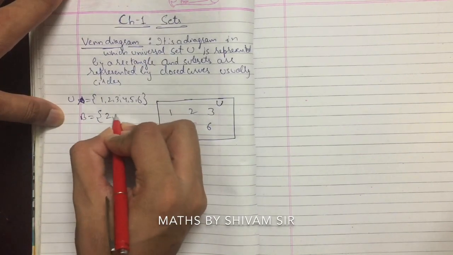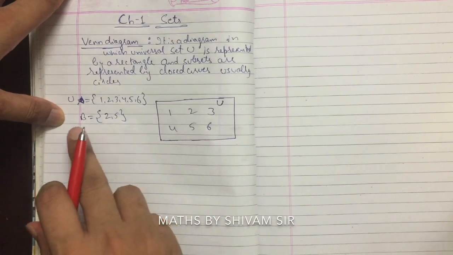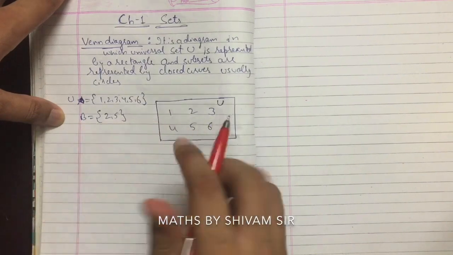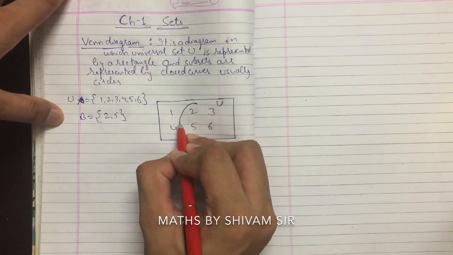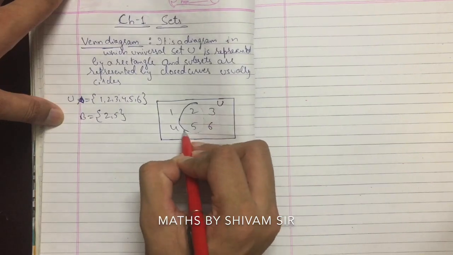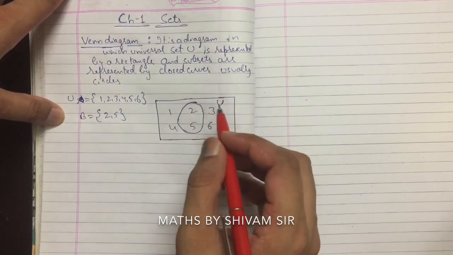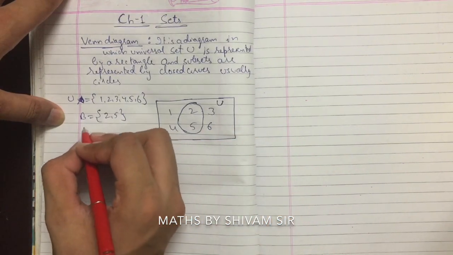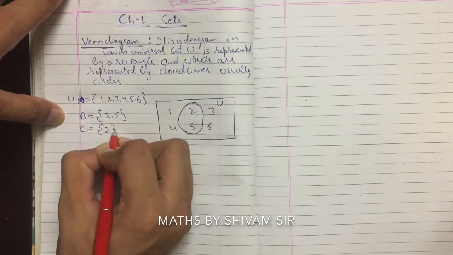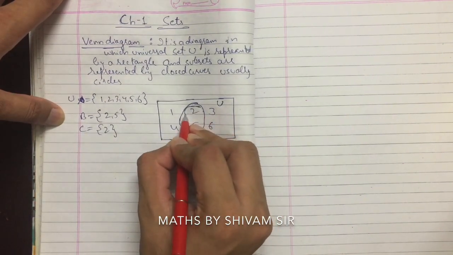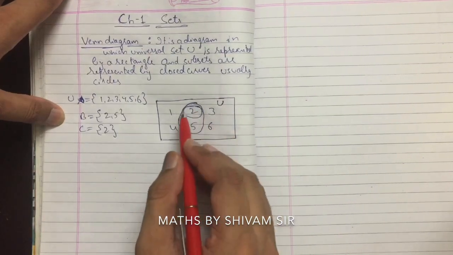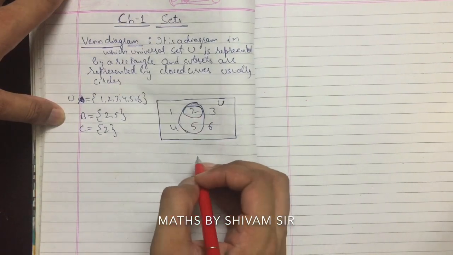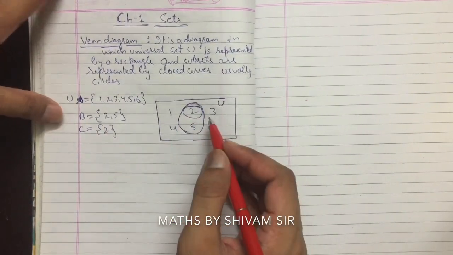Now, B is any set having elements 2, 5. On the Venn diagram, U is the set having elements 1 to 6, and B is represented using a circle. In this way we are going to represent it. And suppose there is another set C having element 2. C will be represented in this elliptical shape. This is an ellipse, which we will study in conic sections. Just know this shape is an ellipse.